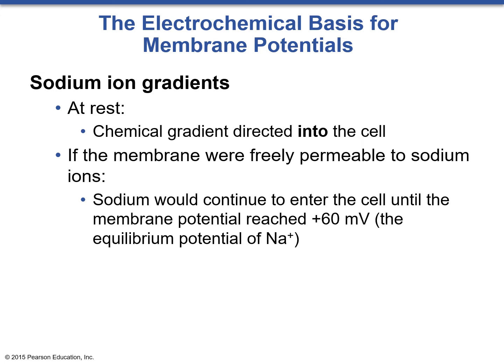Now, at rest, there is a chemical gradient that is directed into the cell. And this should be fairly obvious because we remember that sodium is higher on the outside of the cell than it is on the inside of the cell. By the simple laws of diffusion, the diffusion gradient would actually allow sodium to go inside of the cell. Now, if the membrane were freely permeable to sodium, sodium would continue to enter the cell until the membrane potential reached positive 60 millivolts. This is known as the equilibrium potential for sodium.